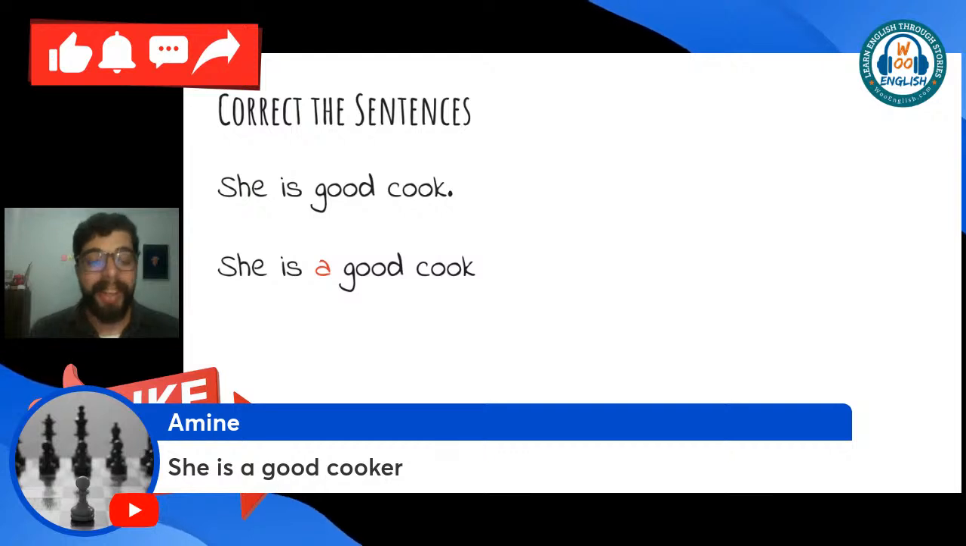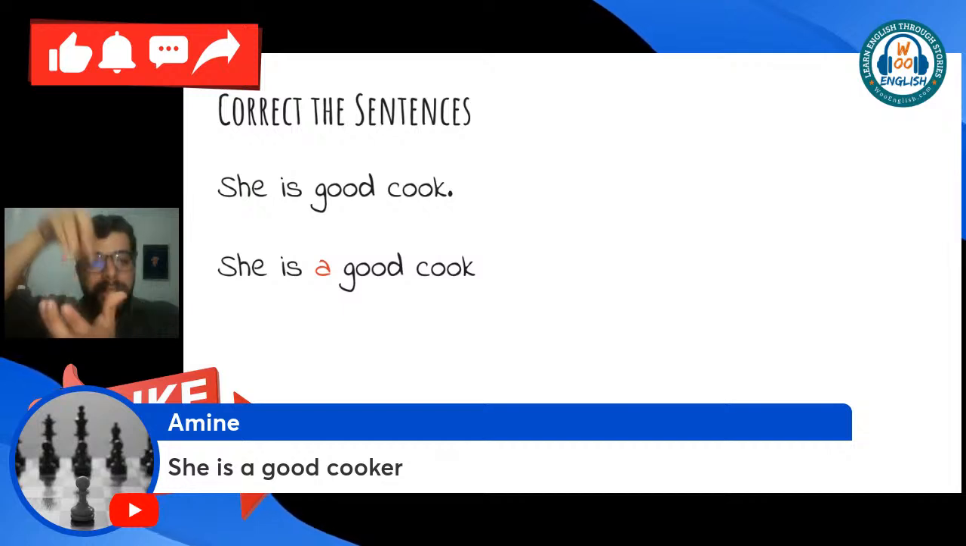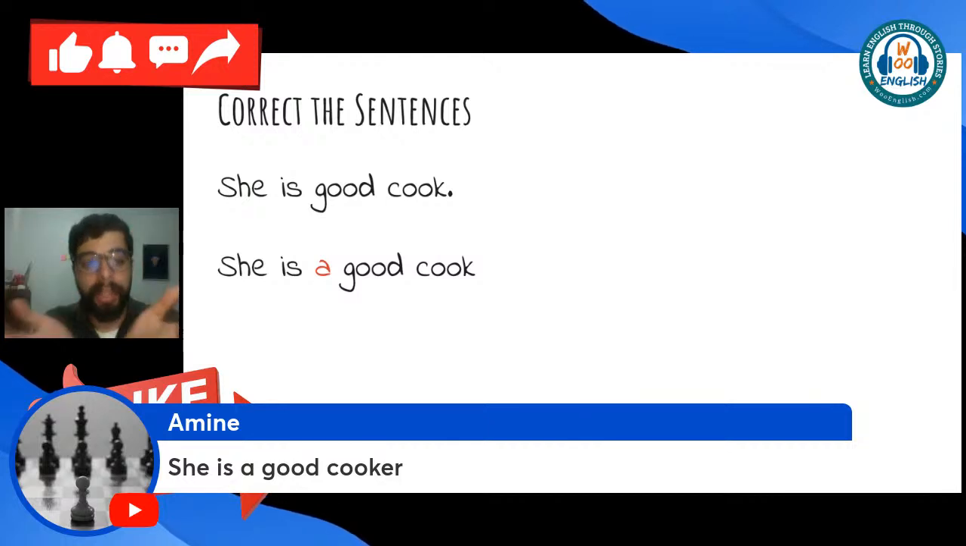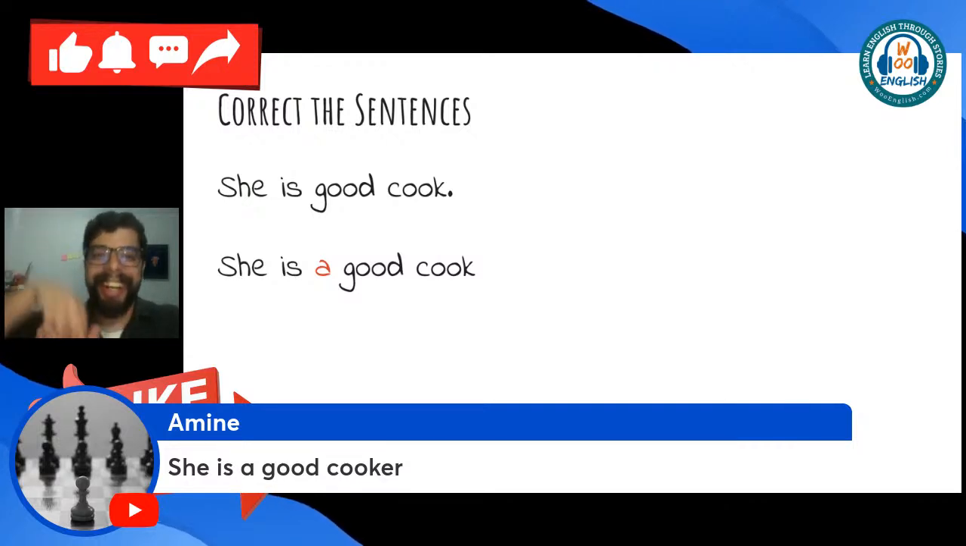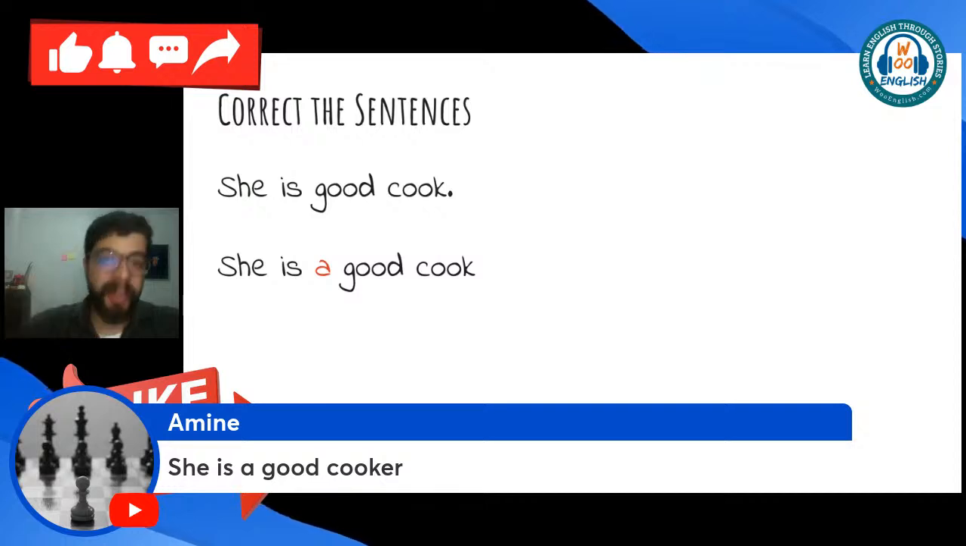Exactly. So normally, cooker is the utensil. It's the pot where we cook. All right. So if you say she is a good cooker, it's like saying she is a good pot. You know what is a pot? A pot is where we cook our food. So if you say she is a good cooker, you mean that she is a good utensil. All right. So for a person who cooks, we say a cook.